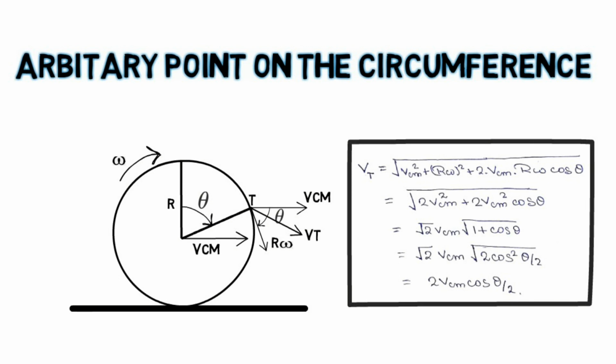And you can leave it in this form, or you can do some more calculations, which we have shown here in the video. You can take √2 v_cm common out of the root, make it 1 + cos θ, which is 2 cos²(θ/2), and you can also write it as 2 v_cm cos(θ/2) if you want to express this in terms of submultiple angles. That will not matter much.